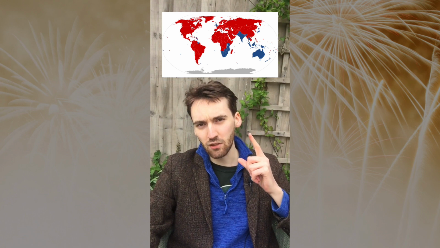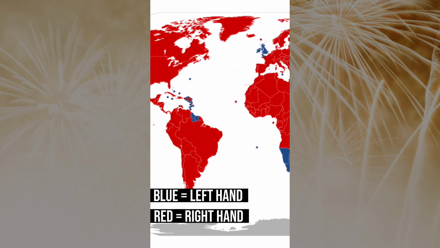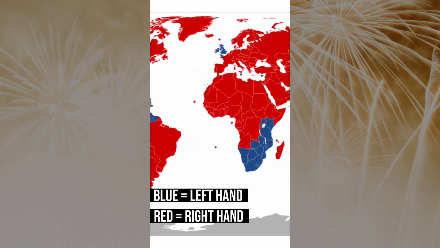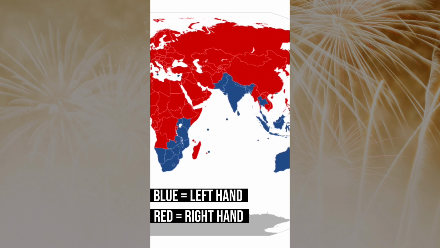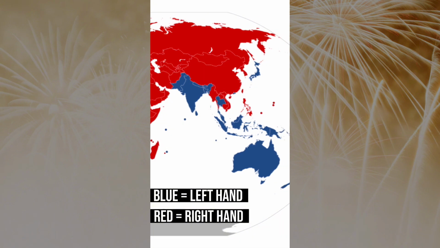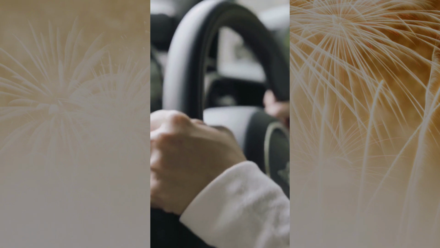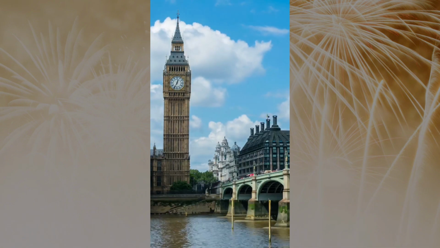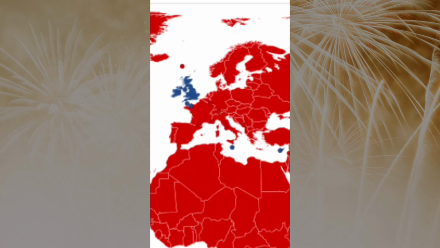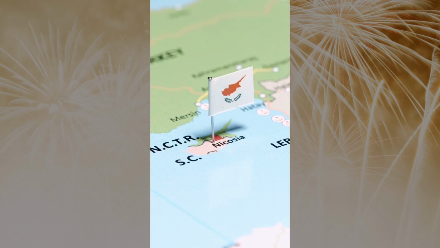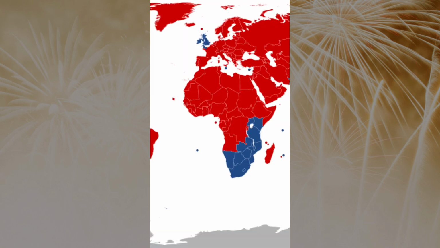Here we have a map of countries that drive on the left and right hand sides of the roads. Most countries overall drive on the right side, with only a select few choosing to drive on the left. In the left hand camp we have of course my country, the United Kingdom, as well as Ireland. The only two European countries to also do this are Cyprus and Malta, which are only visible as tiny dots on this map.